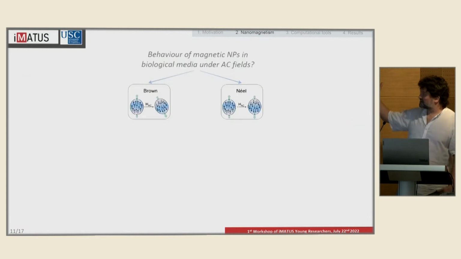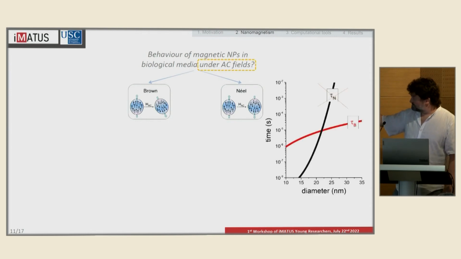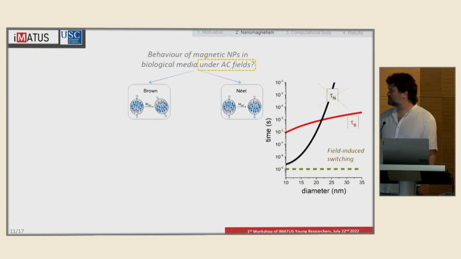So let's go back. This is the problem that we want to study. What is the behavior of magnetic nanoparticles in a viscous medium and under AC fields? We can think that the particle rotates or that we promote the inner magnetization reversal. But this picture that we had in mind, a comparison of time scales, doesn't work anymore, because if we apply a field, we can promote field-induced switching, which is on nanosecond time scales.